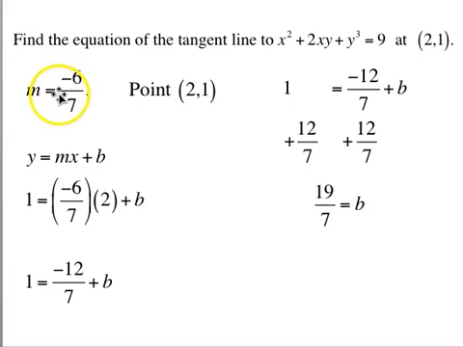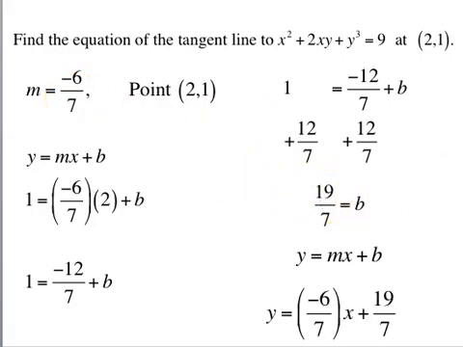So if we have the slope m and we have the y-intercept 19/7, we can get the equation of the line by plugging m and b into the equation y equals mx plus b, or y equals negative 6/7 x plus 19/7. And that will conclude this lesson.